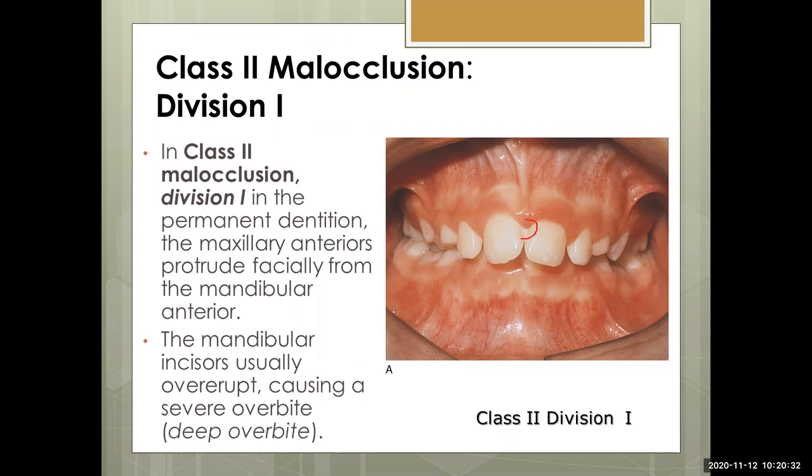I love this. Look at that. Schmutz in between two teeth. Class two, division one is the permanent dentition. The maxillary anteriors protrude facially from the mandibular anteriors. They usually have a deep bite.